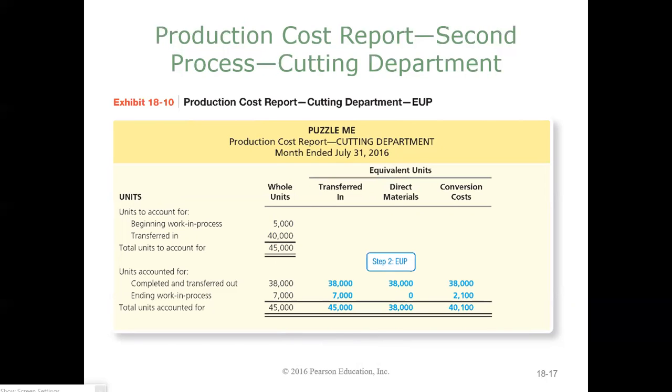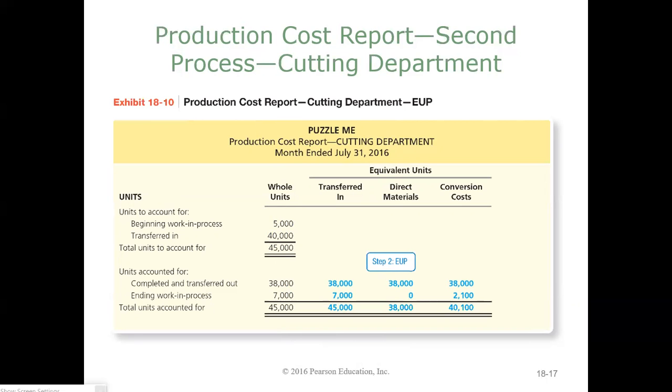All right, so in this case, the units accounted for, they have 38,000 transferred in, plus 7,000 that are still in process. Of those 38,000, none of them have had the direct materials added to them yet, and 30% of them have had the conversion cost applied to them. That's the direct labor and the manufacturing overhead.